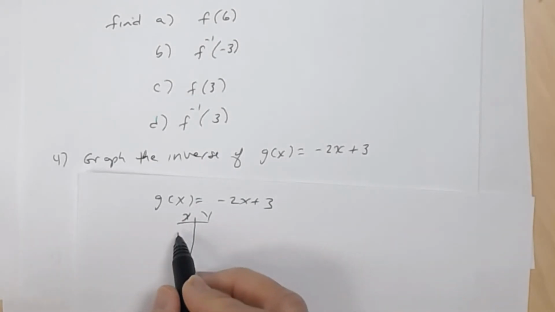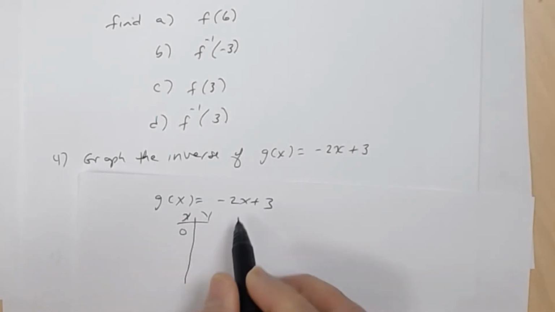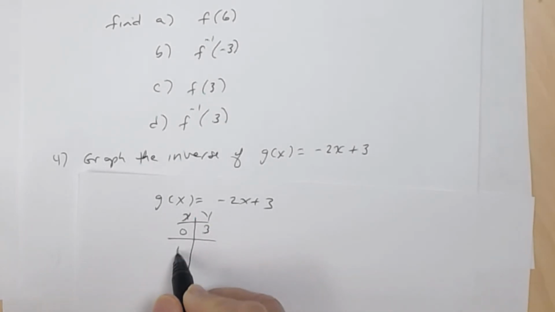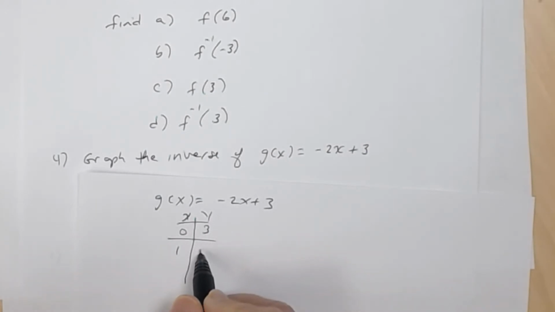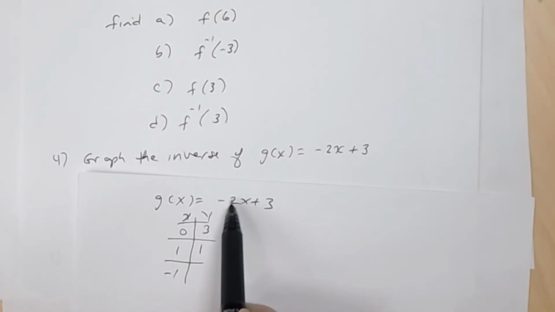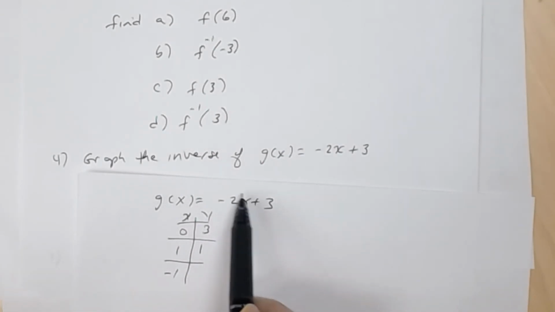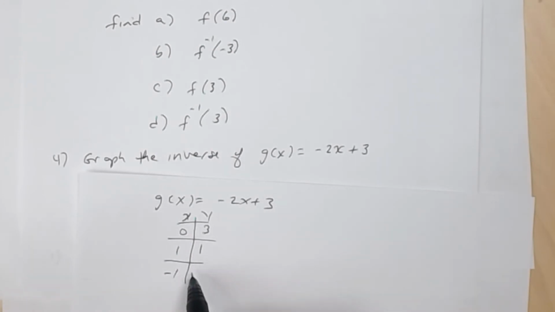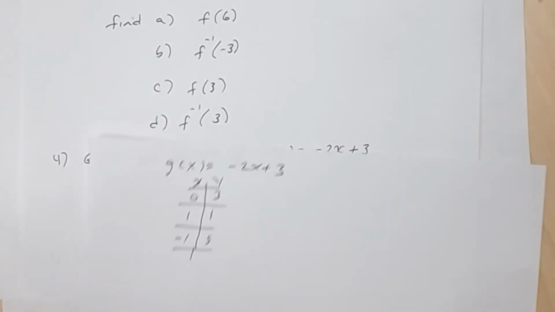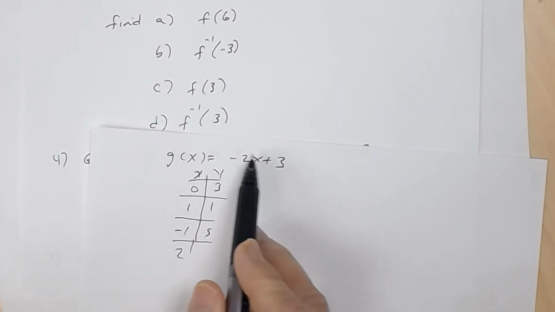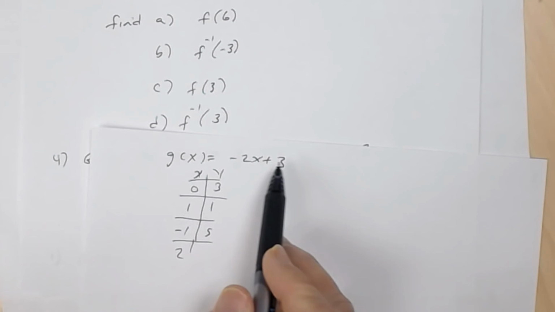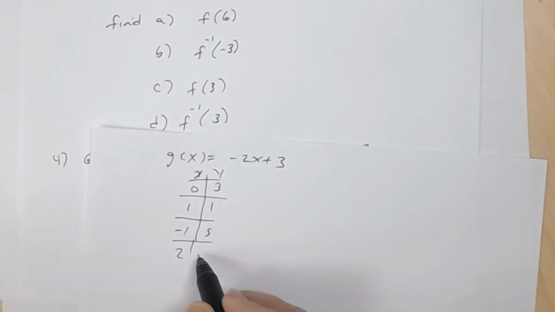And so if x is, let's say, 0, I get negative 2 times 0 is 0, 0 plus 3 is 3. If x is 1, negative 2 times 1 is negative 2, negative 2 plus 3 is 1. If x is negative 1, I get negative 2 times negative 1 is a positive 2, 2 plus 3 is 5. Okay, and let's do one more. If x is 2, I get negative 2 times 2 is negative 4. Negative 4 plus 3 is negative 1.